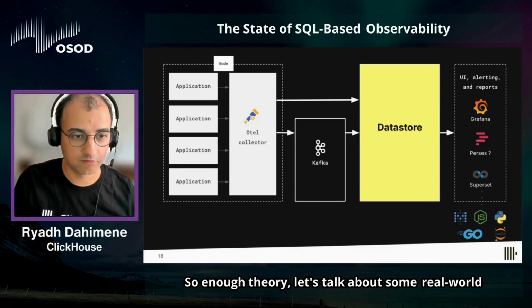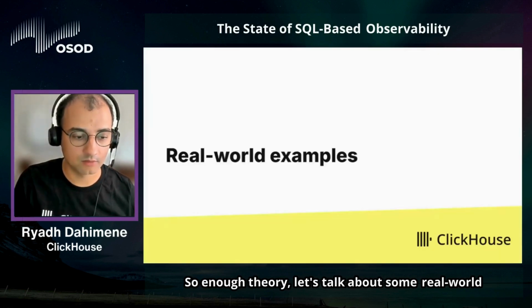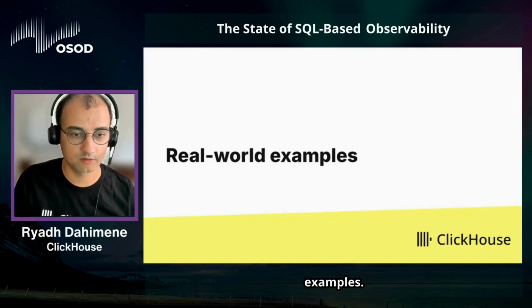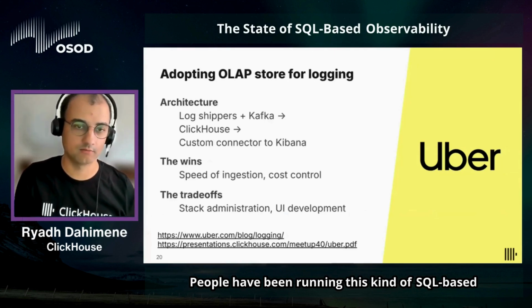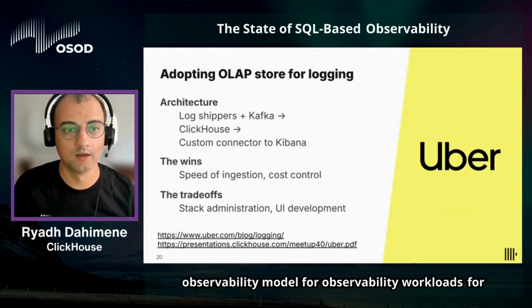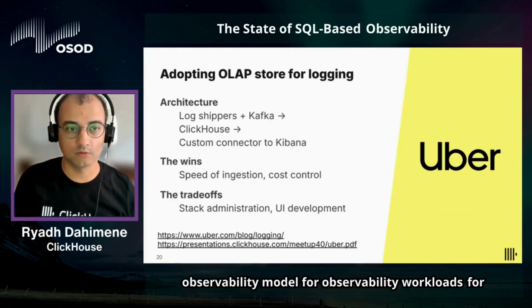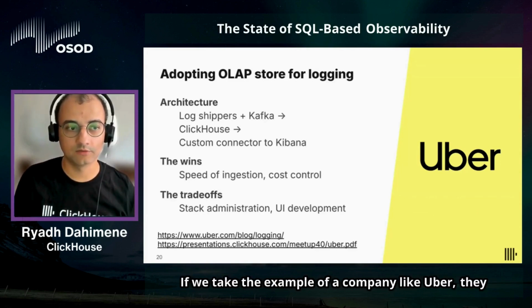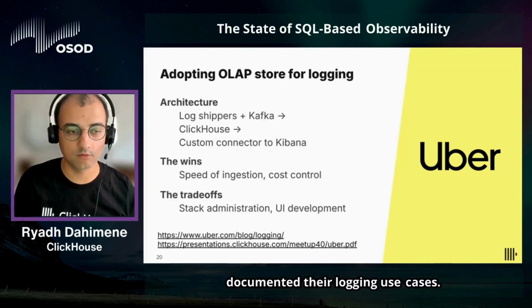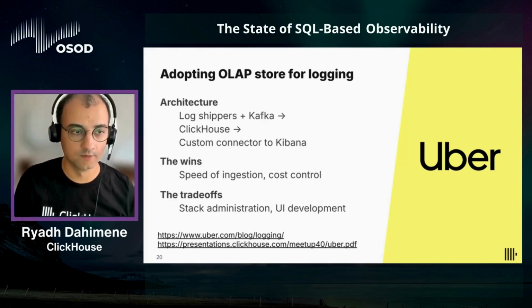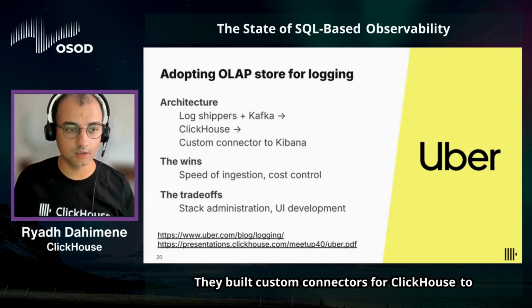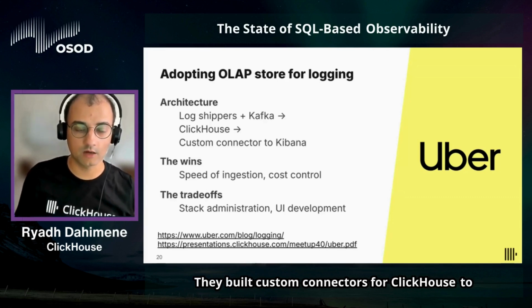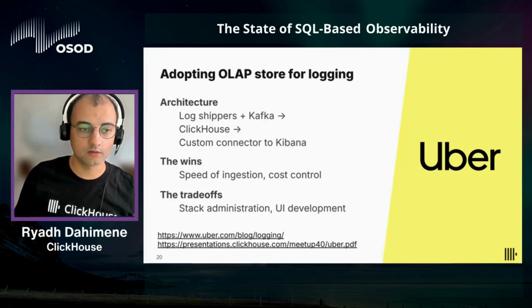So enough theory, let's talk about some real world examples. People have been running this kind of SQL-based observability model for observability workloads for a while now. If we take the example of a company like Uber, they documented their logging use cases. They use different log shippers. They have queuing in Kafka. They built custom connectors for ClickHouse to interact with Kibana.